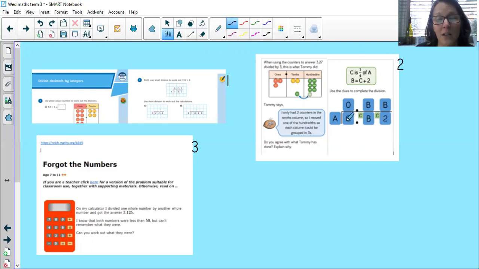If you get really, really stuck, think about what you could do with C. Could it possibly be 1? Try it as a 1.